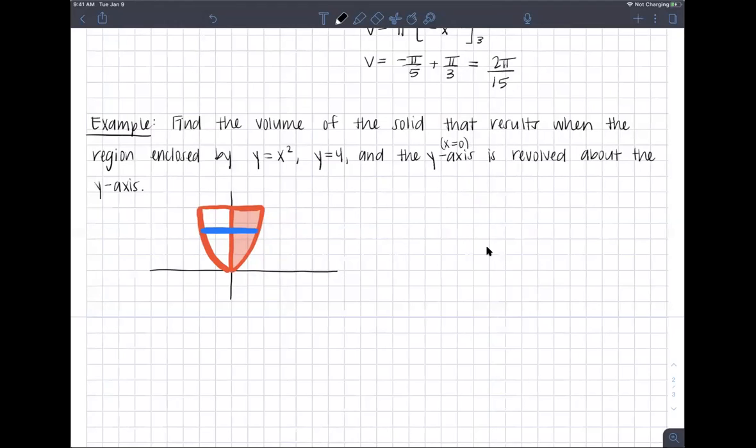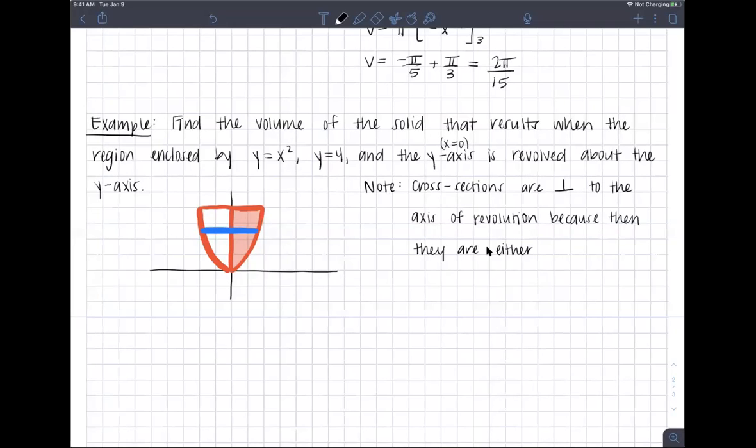And so here, I'm going to make a note of that real quick. So note, cross sections are perpendicular. You guys know that means perpendicular. I don't want to write out the word, but cross sections are perpendicular to the axis of revolution because this is how you get circles, or because then they are either discs or washers. We're going to talk about washers on Friday.